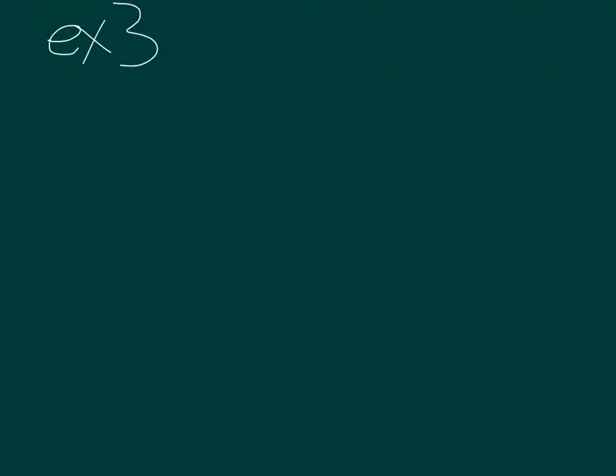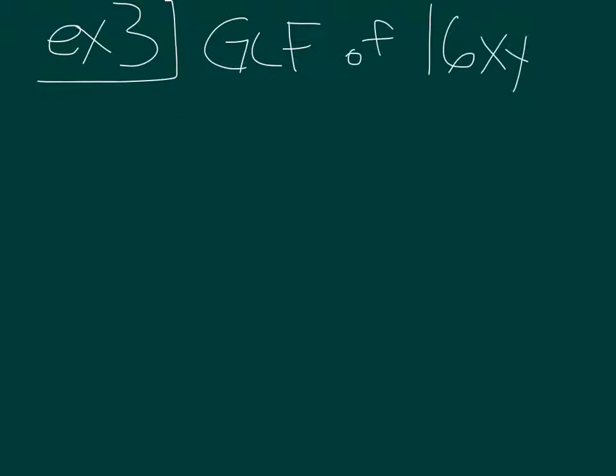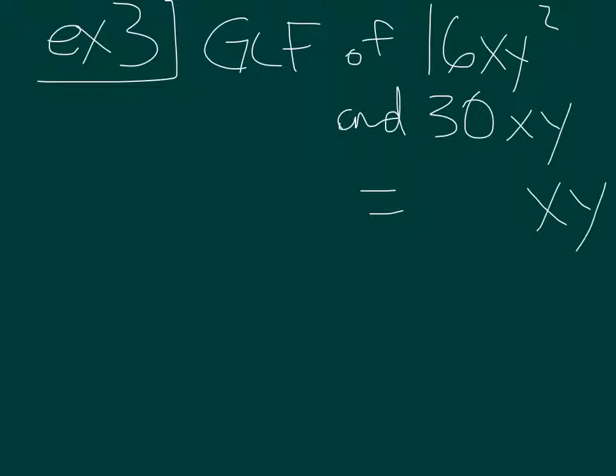Here's example 3. Find the GCF of 16xy squared and 30xy. So you might notice, what are the letters that they both have in common? They both have an x and they both have a y. So in our answer, xy will be part of it. But we can list all this out also.